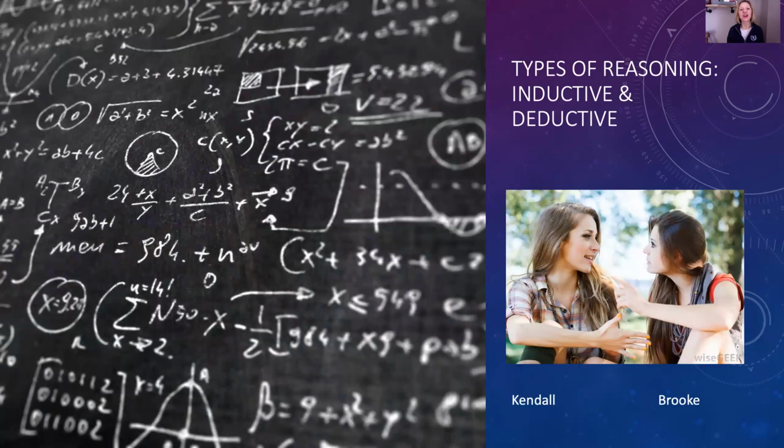Let's get started. There are two major types of reasoning that we tend to use in critical thinking: inductive reasoning and deductive reasoning. You might remember from our last live class, we looked at a situation between Kendall and Brooke. They were having a conversation about whether Sean was coming to the dinner party.